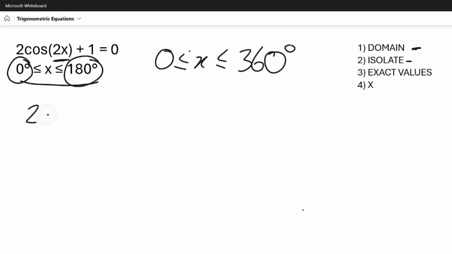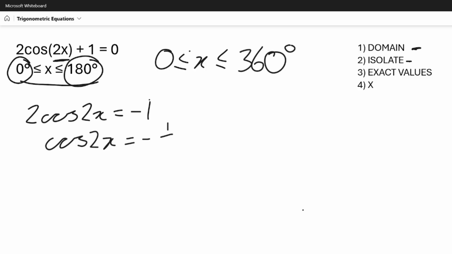So what I get is 2 cos 2x. Now to remove the 1, I take 1. And then to remove the 2, I'm going to divide by 2. So I get cos 2x equals negative a half. Our third step is to do exact values.